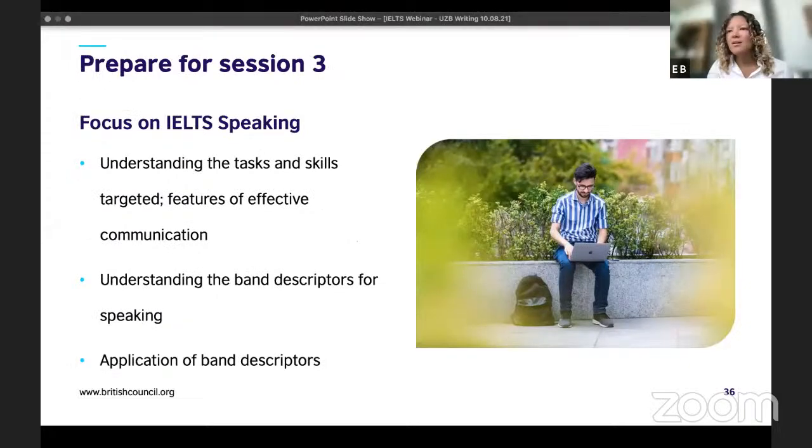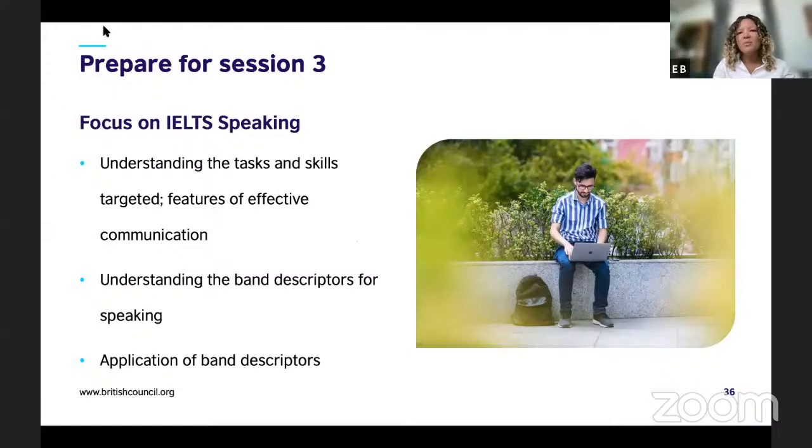All right, so we just have a few more minutes here. I just want to make sure that I give the homework assignments. Next week, we'll be focusing on IELTS speaking. We'll be looking at the different tasks and skills that are targeted throughout the IELTS speaking test, and features present for effective communication. Again, we'll be taking a deep dive look into IELTS band descriptors for speaking and how an examiner would apply those band descriptors.